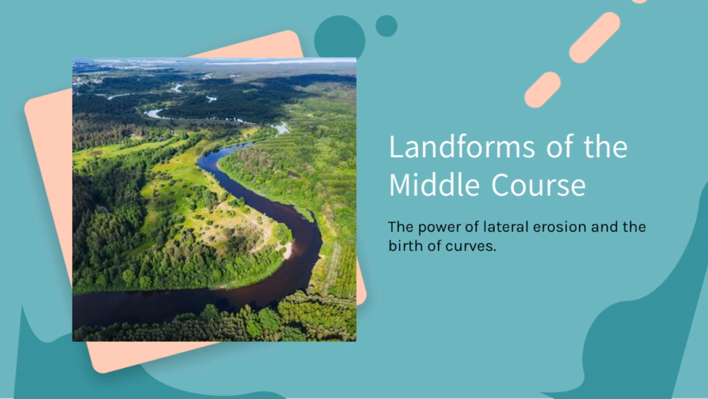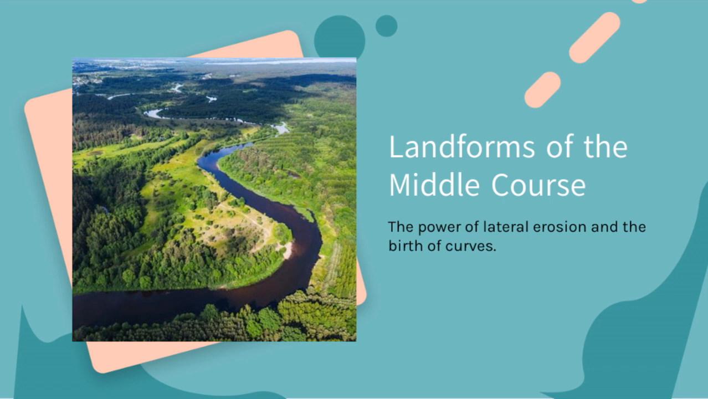The key process in the middle course is lateral erosion. Lateral erosion means sideways erosion. Instead of mainly cutting down into the landscape, the river begins to cut sideways. This creates wide bends called meanders and, eventually, features called oxbow lakes.